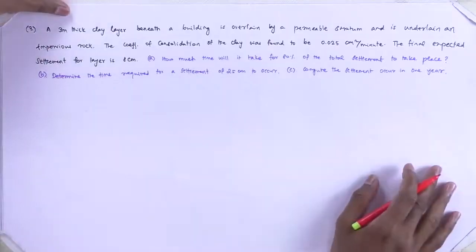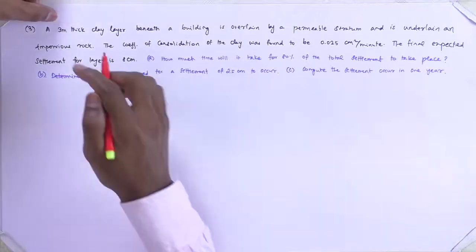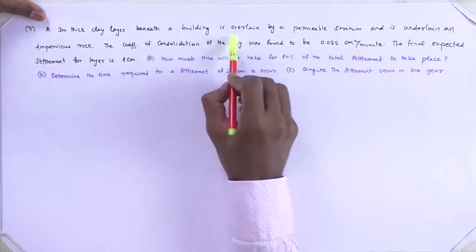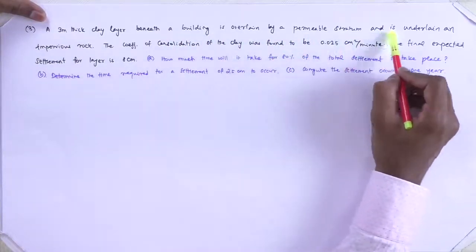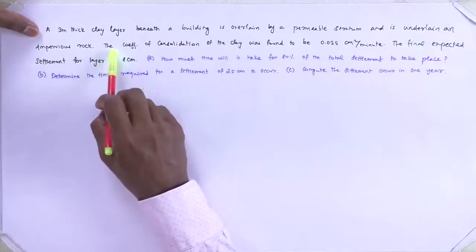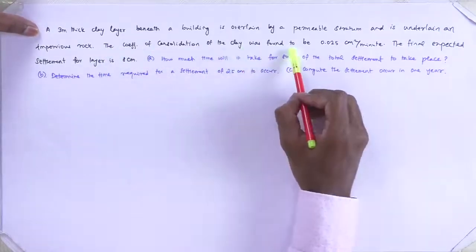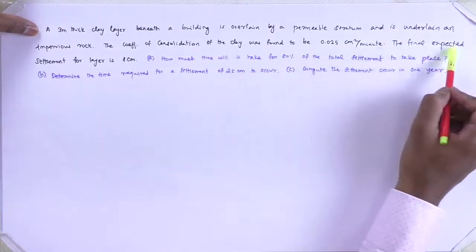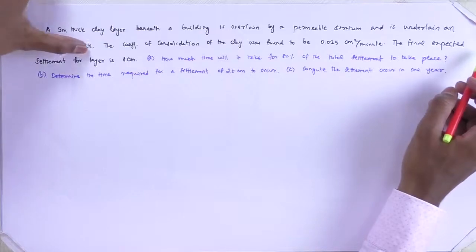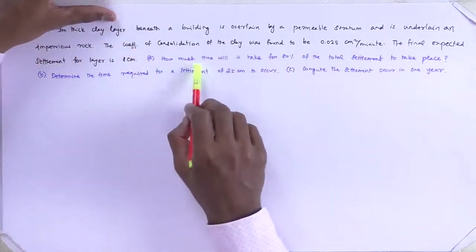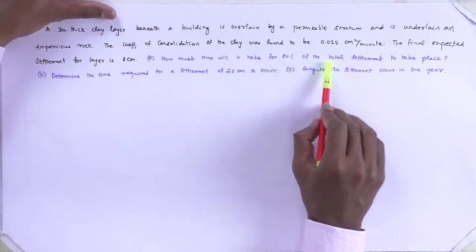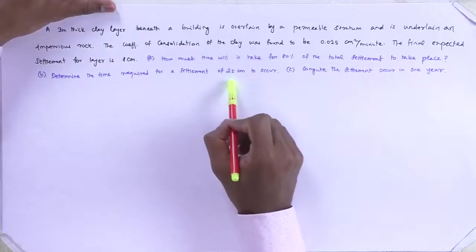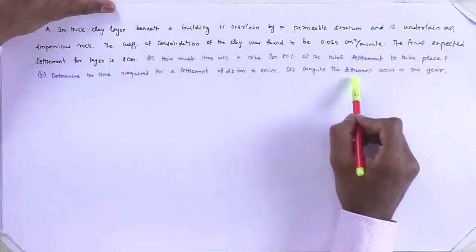Coming to this third problem: a 3 meter thick clay layer beneath a building is overlain by a pervious stratum and underlain by an impervious rock. The coefficient of consolidation of the clay was found to be 0.025 centimeter square per minute. The final expected settlement for the layer is 8 centimeter. How much time will it take for 80% of the total settlement to take place? Determine the time required for settlement of 2.5 centimeter to occur. Compute the settlement that occurs in 1 year.